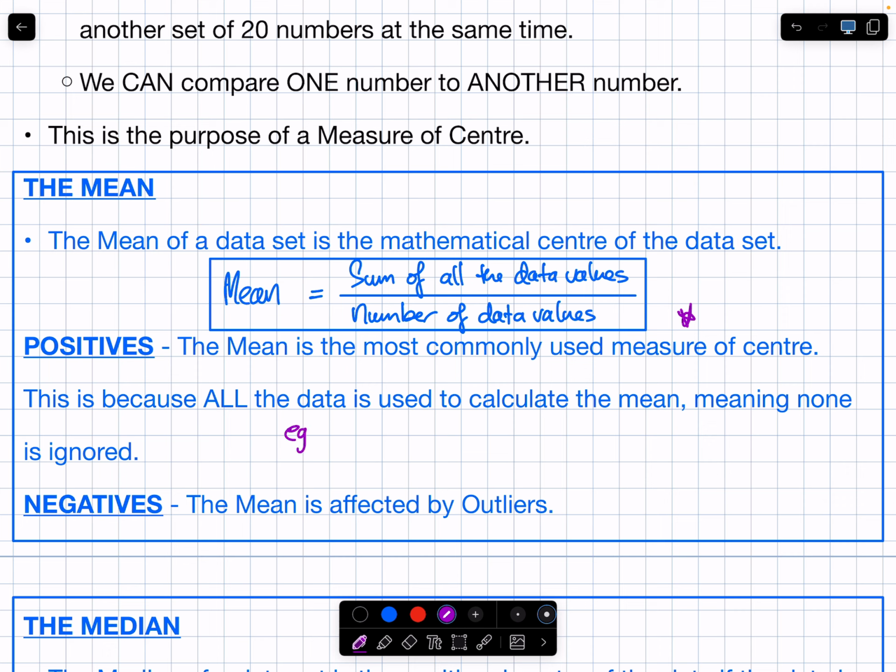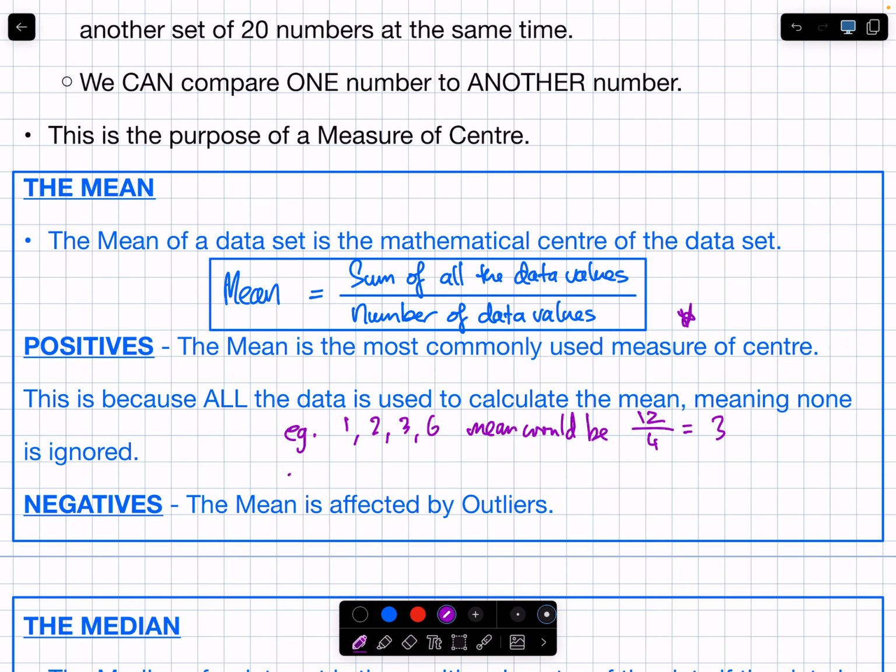For example, 1, 2, 3, 6. The mean would be, if I wanted to find the mean of 1, 2, 3, and 6, what would my first step be? What would I do with those four numbers? Add them together. 1 plus 2 is 3, plus 3 is 6, plus 6 is 12. 12 divided by, how many numbers did I just use? 4. So the mean is 3. So 3 is sort of in the middle of where these numbers sit.